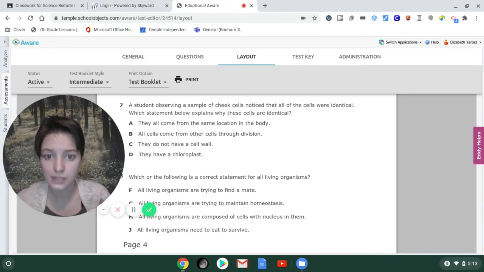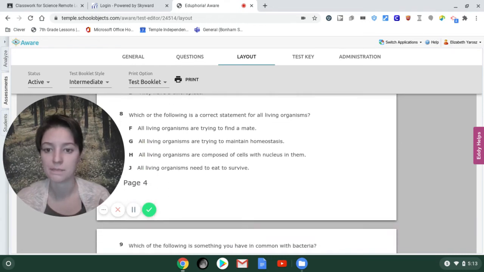B, all cells come from other cells through division. That's right. That's it. All cells come from pre-existing cells. C, they do not have a cell wall. That doesn't make sense. Two cells that don't have a cell wall might still be identical, like two skin cells. Neither of those has a cell wall, but they're identical. And D, they have a chloroplast, same thing. That makes sense. Okay, moving on.